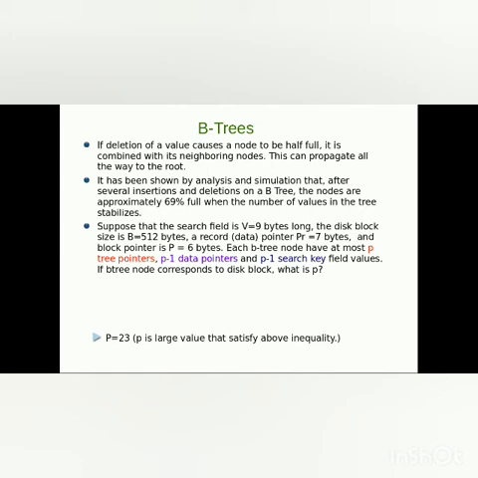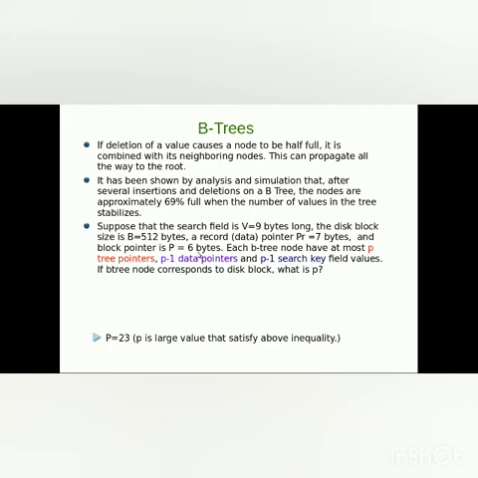Suppose that the search field is 9 bytes long and the disk block is 512 bytes. A record data pointer PR is 7 bytes and a block pointer P is 6 bytes. Now the question here is: given a block of 512 bytes, a search key field of 9 bytes, a record data pointer size of 7 bytes and a block pointer size of 6 bytes, how many entries are possible in a block of 512 bytes?